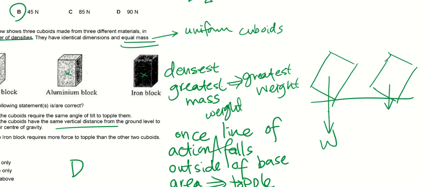If you look at this, the perpendicular distance is the same, but W1 is greater than W2. So the moment created by W1 will be greater than the moment created by W2. But they all have the same shape.